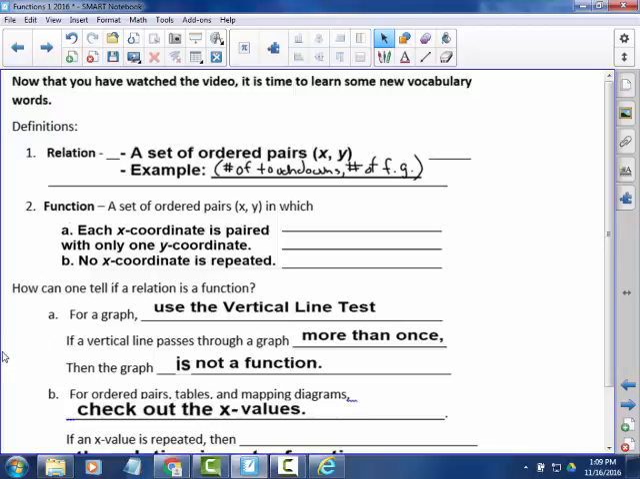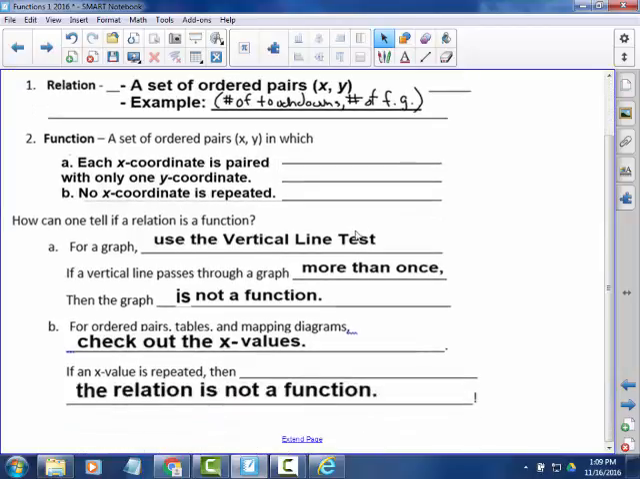Okay. When we talk about a function, though, it's a set of ordered pairs x and y in which each x coordinate is paired with only one y, so that no x coordinate is repeated. There are different ways to figure out if a relation is a function. One, you can use the vertical line test, and that means draw a vertical line through a graph, and if it touches more than once, then the graph is not a function. For a set of ordered pairs or tables, you just check the x values. If one repeats, then it's not a function.